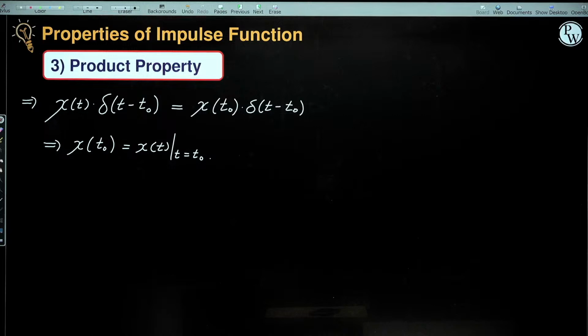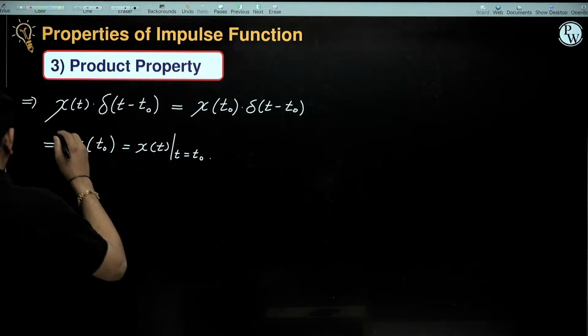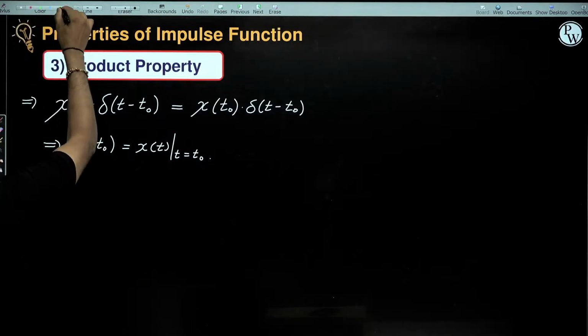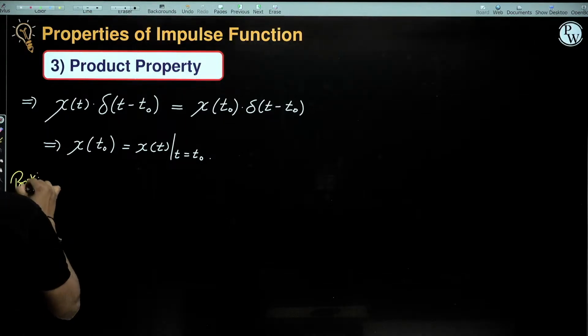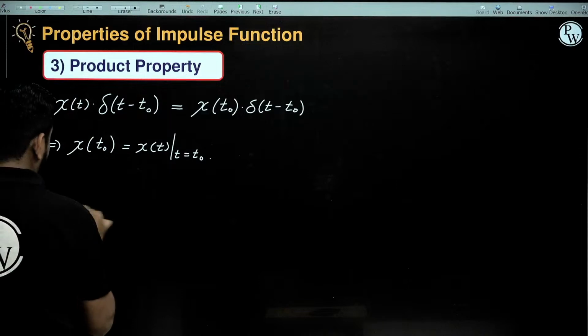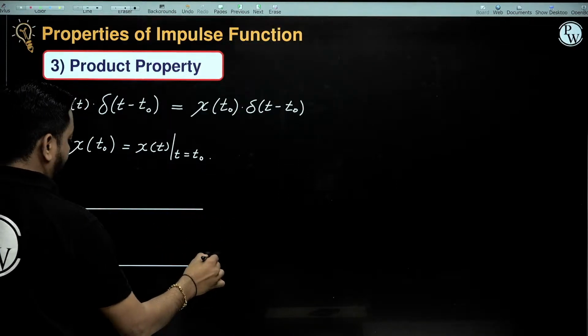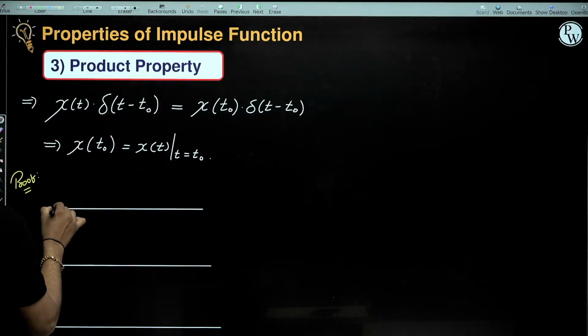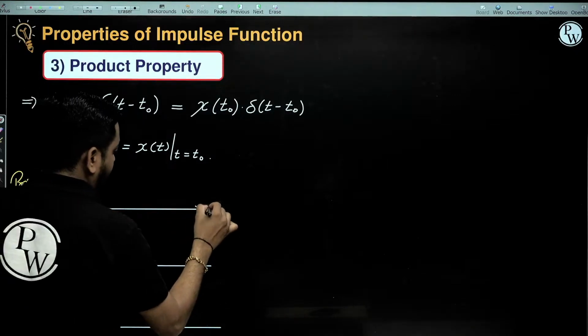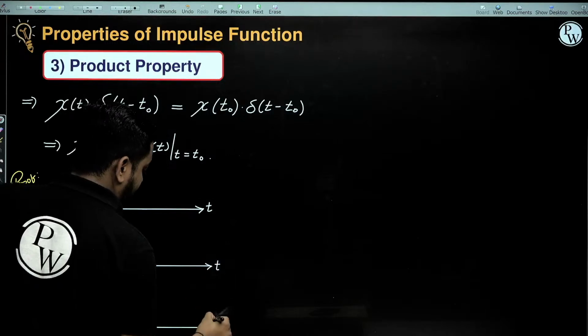Now you can prove this very easily. If you want a proof, you can prove it directly and graphically. Suppose this is a general signal, and you are multiplying it by an impulse located at t naught. Then what is the resultant signal? So here this is t.